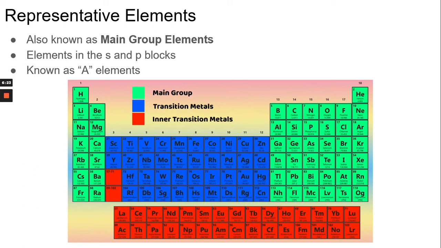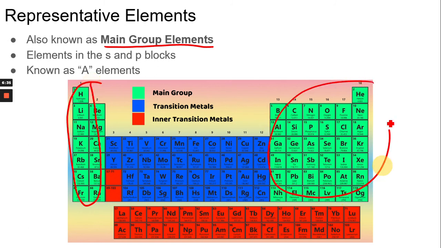Representative elements are also called main group elements, so there's 2 names that we can give these elements, and on our picture here they are the green elements. They are groups 1 and 2, and then 13 through 18. So any elements in the S and P block, they're also known as the A elements. So if you look at their Roman numerals on your periodic table, they are followed by the letter A.